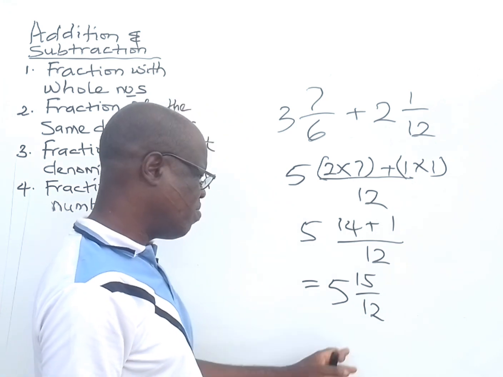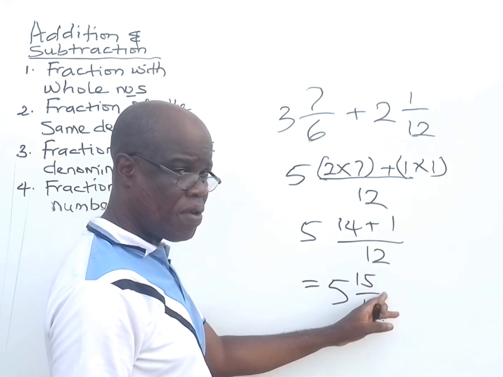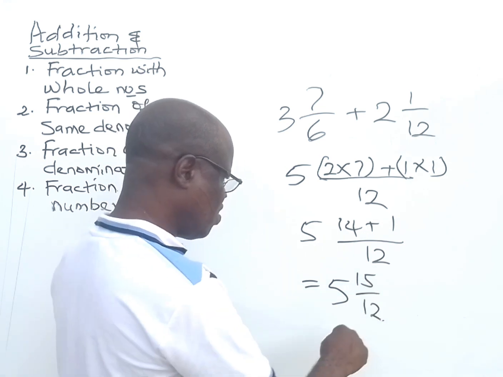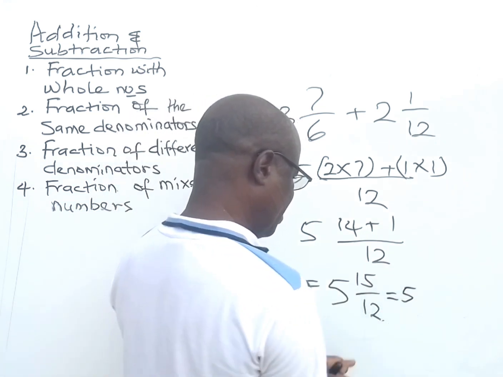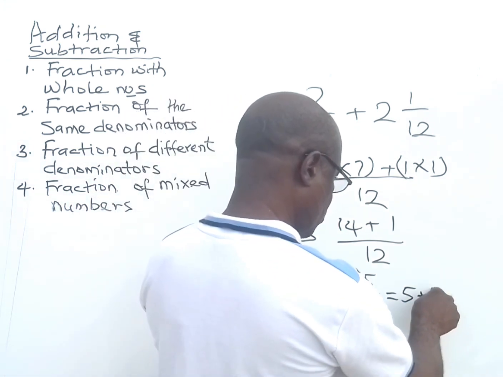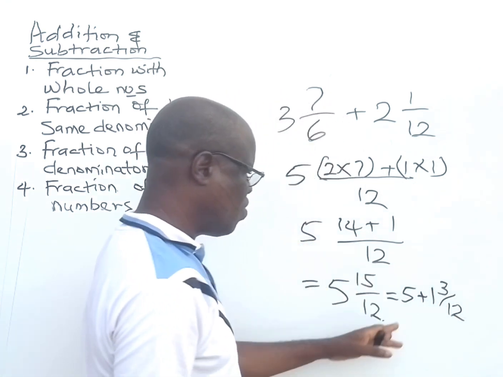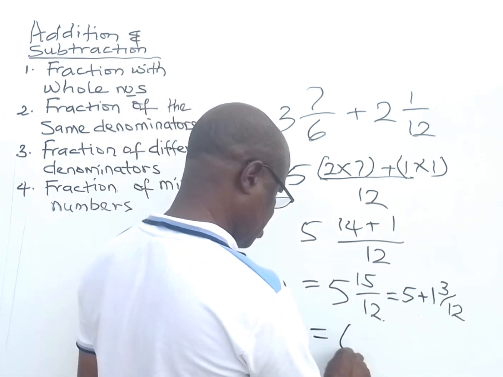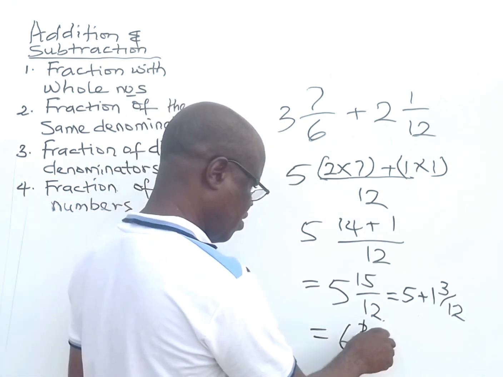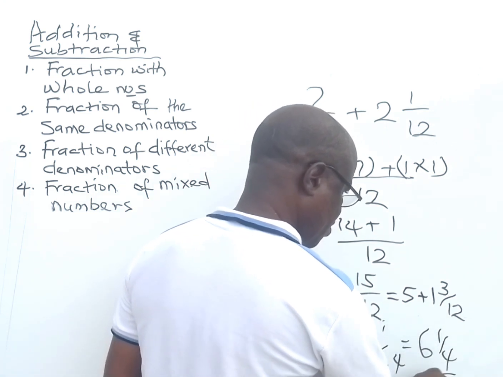But in fact, this is an improper fraction, and because of that, you have to change it to a mixed fraction. So this is the same thing as your 5 here. How many times does 12 go in 15? That's 1, with 3 over 12 remaining. So you add 5 plus 1, making 6, and 3 over 12. But 3 can still go here: 3 goes into 3 once and into 12 four times. So the answer is 6 and 1/4.